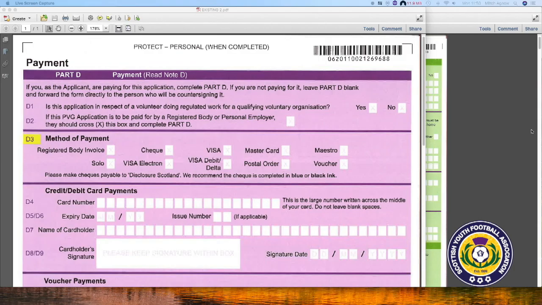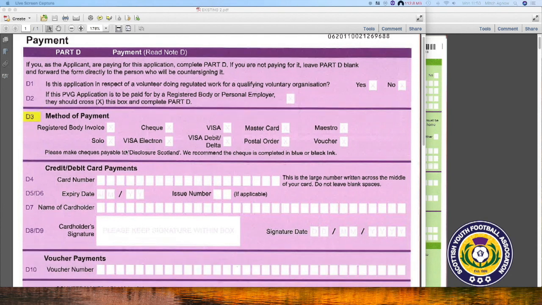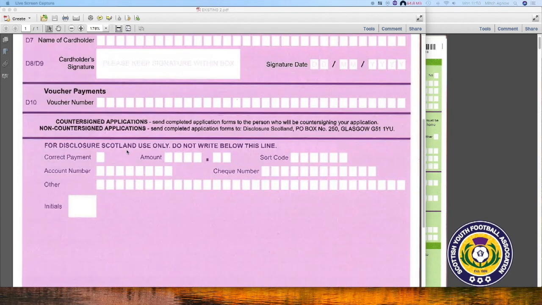Over to the second page of the existing form. In this one here, is the applicant in respect of work carried out for a voluntary organisation? The answer is yes. And is this PVG to be paid for by a regulatory body? Again, the answer is yes. And again, the same as in the other one, we tick registered body invoice. We fill in no other details on that page.